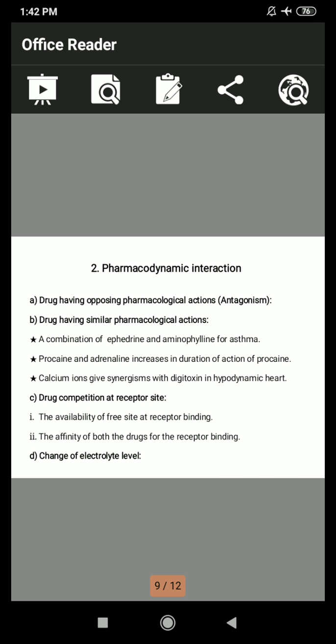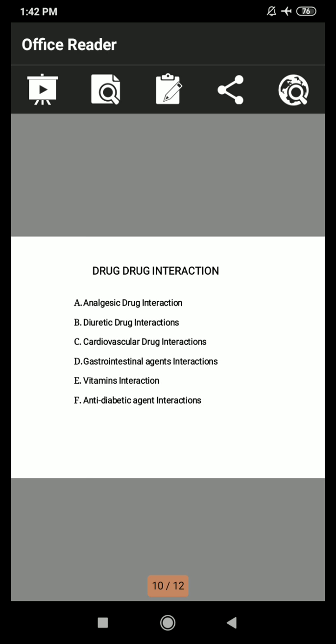Then next is drug interaction. First is analgesic drug interaction. In the analgesic drug interaction, the first column is combination, and the second column is mechanism of interaction and clinical significance. First is the aspirin and probenecid combination. The mechanism of action of both drugs: both compete for the same binding site on plasma albumin. Then the clinical significance of aspirin and probenecid is that the uricosuric action of probenecid is decreased.